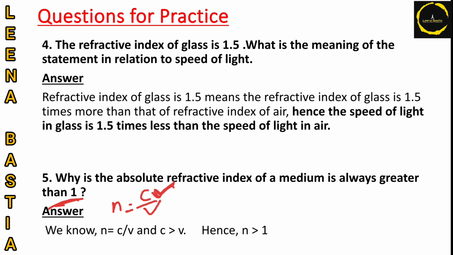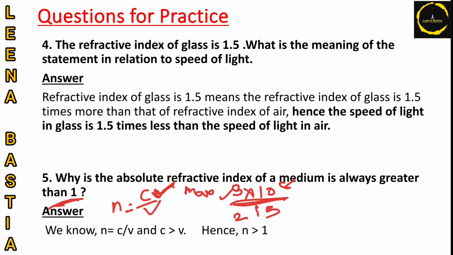Speed of light in air is maximum, we know. That value is 3 into 10 to the power 8. So whatever the value is in a medium, it must be less than this particular value. So when we divide, n will always be greater than 1. Suppose it is 2 or 1.5 or whatever the value, it must be less than 3 into 10 to the power 8, so n must be greater than 1. That is what has been said.